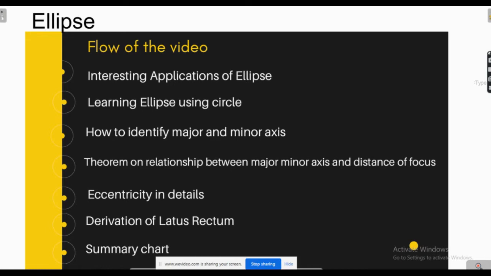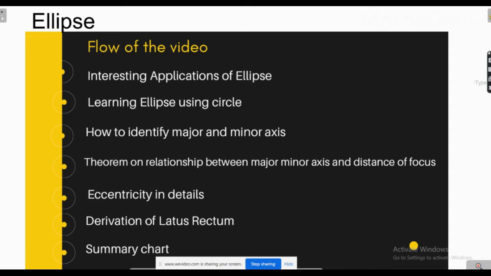So this is the flow of the video. If you know some parts already, you can skip it, but I advise not to skip. So we are going to look at interesting applications of ellipse. Then you're going to learn ellipse using circle, because you have been studying circle since your childhood, and it will be very easy for you to understand ellipse if you know circle. Then how to identify major and minor axis. This is going to be very helpful for you to solve any question.